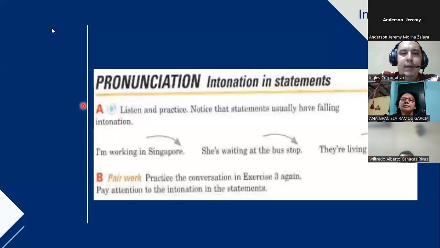Okay, guys. Here we have pronunciation, intonation in a statement. What do we have here? Here we have three words, three points. How do we call this that we have here? Statements. Okay, thank you. Wilfredo, you were the one who said statements, right?